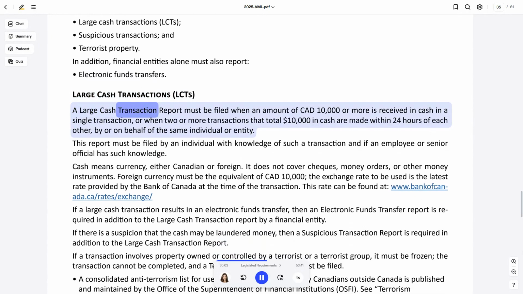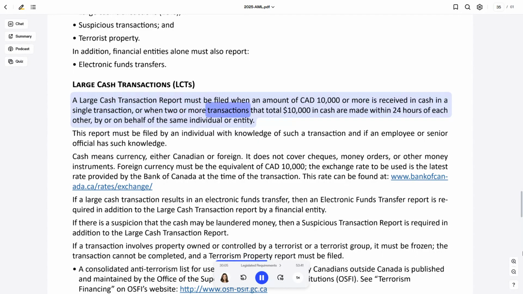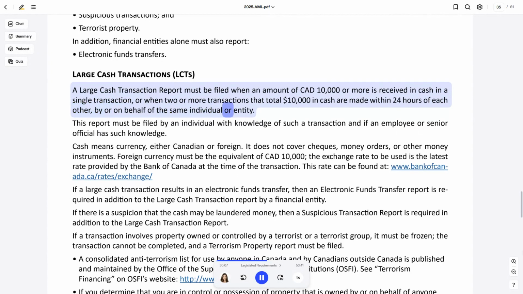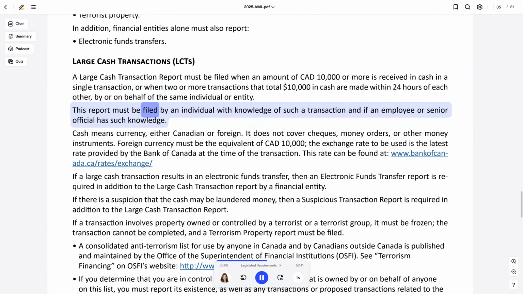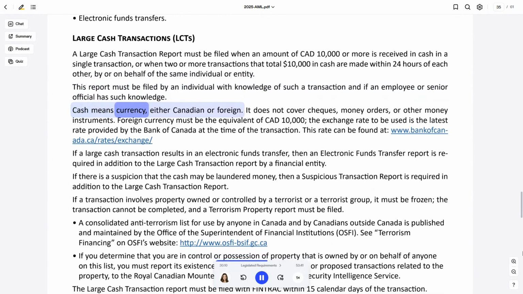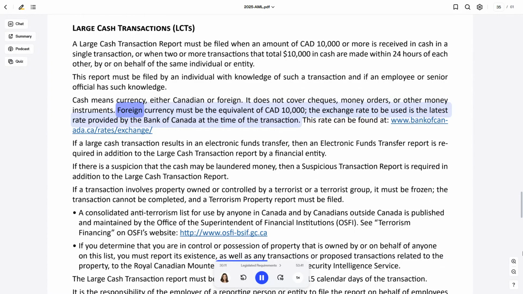Large cash transactions, LCTs. A large cash transaction report must be filed when an amount of CAD 10,000 or more is received in cash in a single transaction, or when two or more transactions that total $10,000 in cash are made within 24 hours of each other, by or on behalf of the same individual or entity. This report must be filed by an individual with knowledge of such a transaction, whether an employee or senior official. Cash means currency, either Canadian or foreign. It does not cover checks, money orders, or other money instruments. Foreign currency must be the equivalent of CAD 10,000.